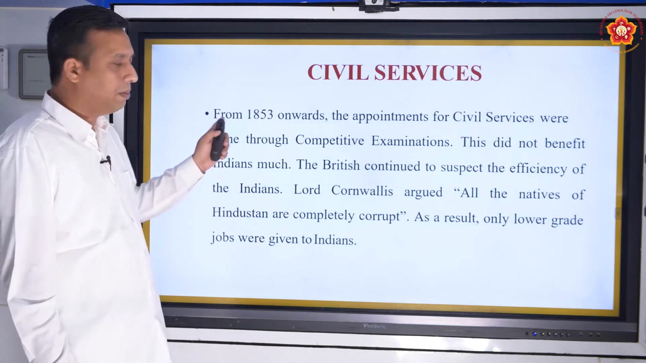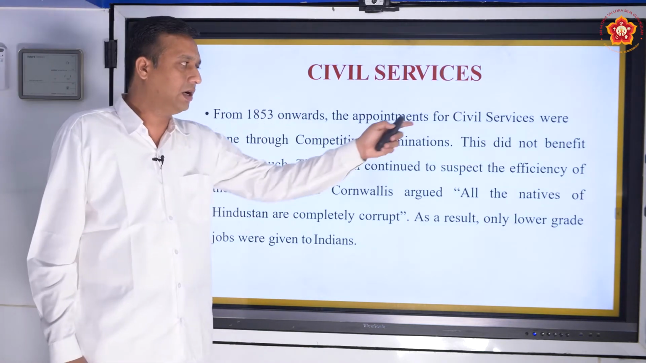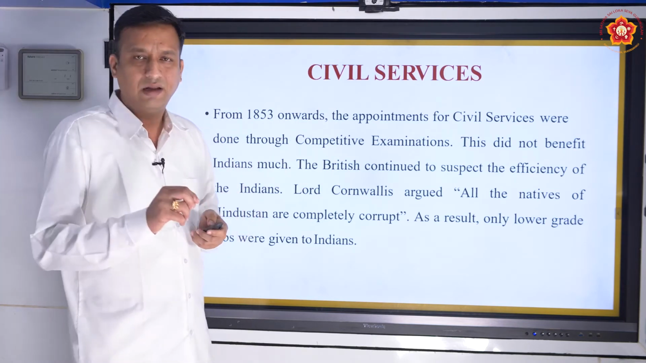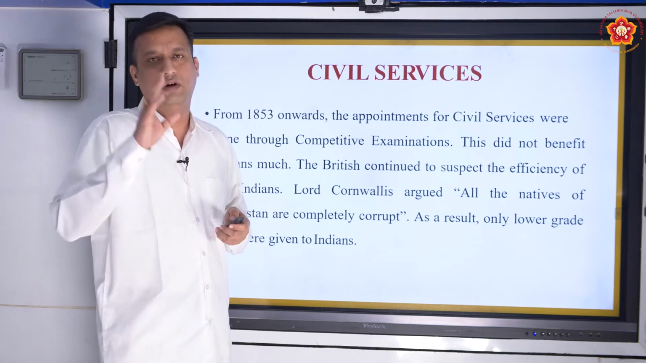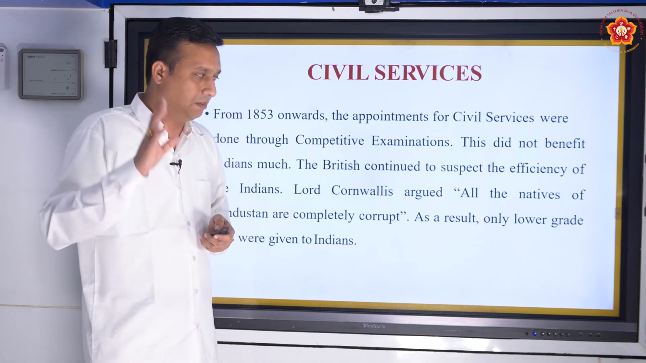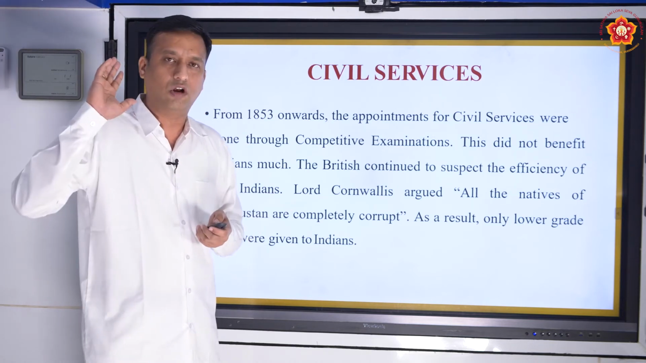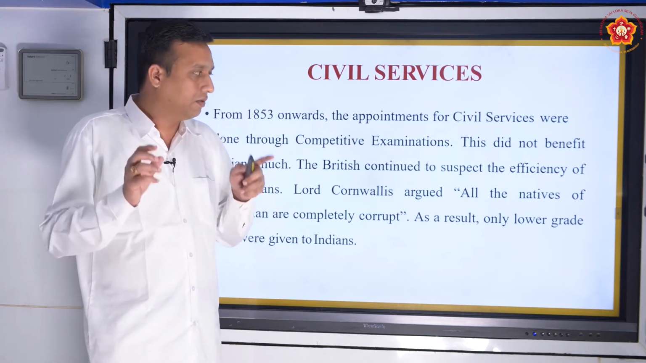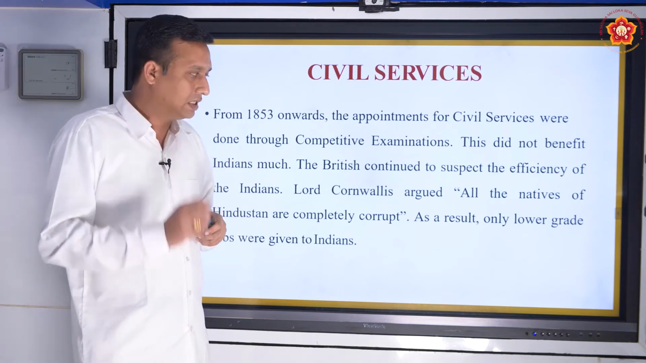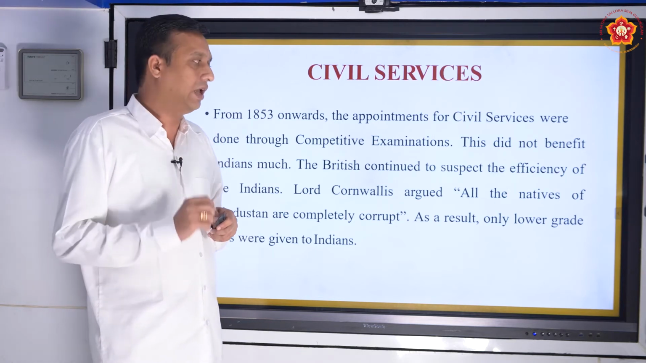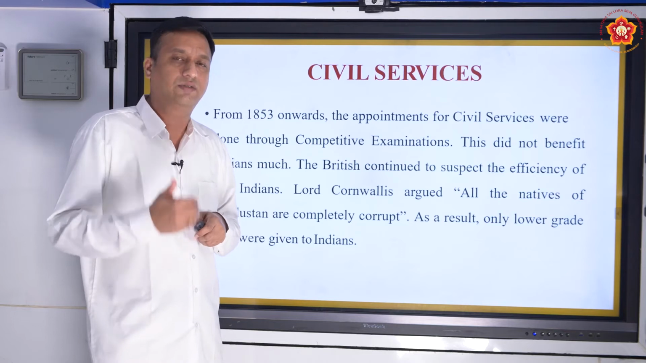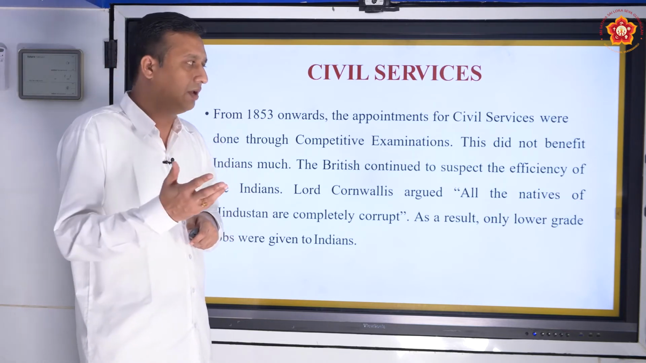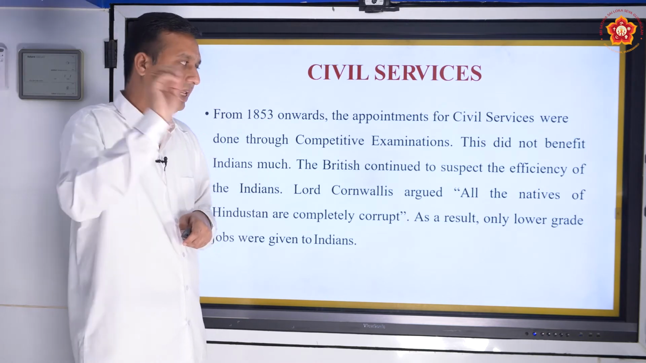Civil service. From 1853 onwards, the appointment of civil service was done through competitive examinations. Till that time, directors would appoint whomever they wanted. So it was all in the control of the directors. Now, a competitive examination: anybody who wants to join the civil service has to write the competitive examination. If they pass, then they will have different tests, then training will be given, and they will be put in different areas.